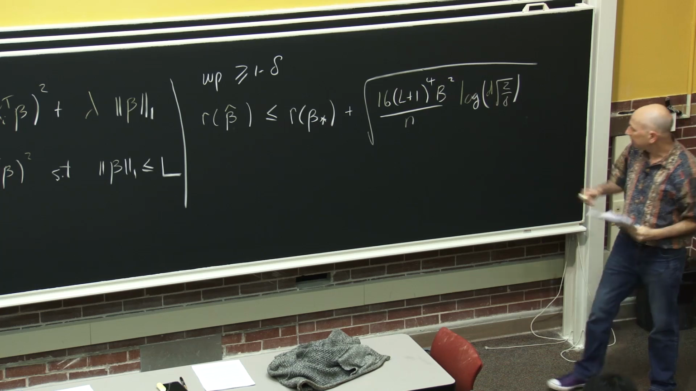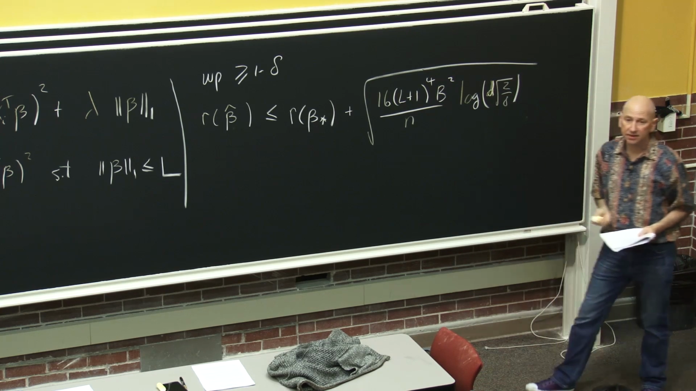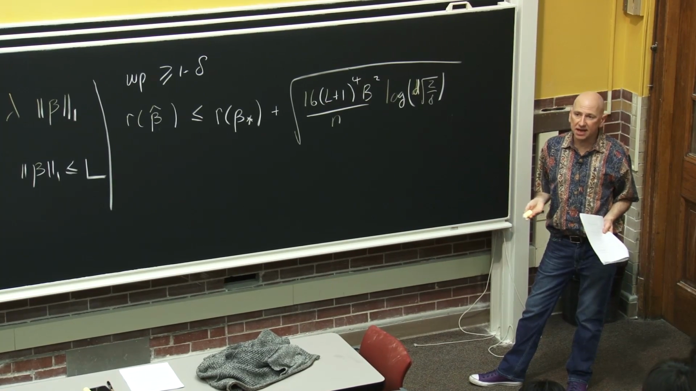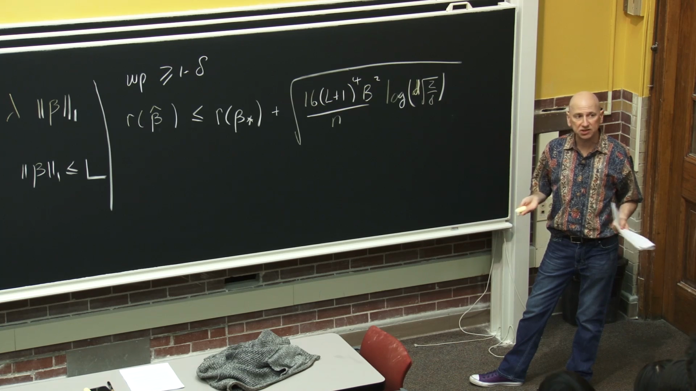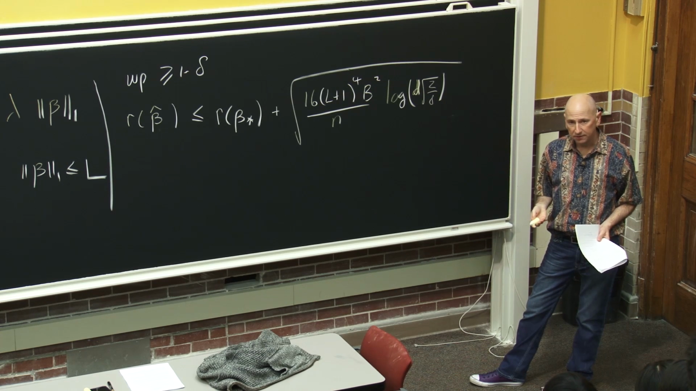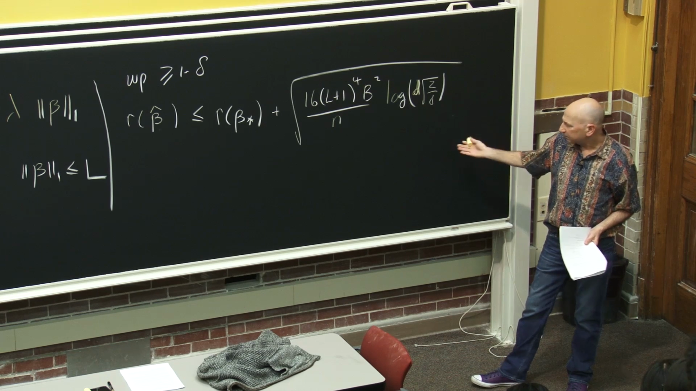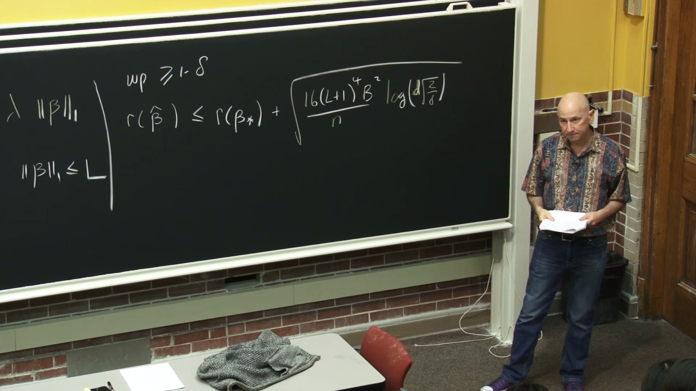Where does the dimension come in? And the interesting thing is it only comes in logarithmically. That's important. So that's why this is in some sense an explanation. I'm not saying it's the only explanation, but it's an explanation of why the lasso works for high dimensions. It's because you're approximating the risk of the best linear sparse predictor up to some term where the dimension only enters logarithmically.